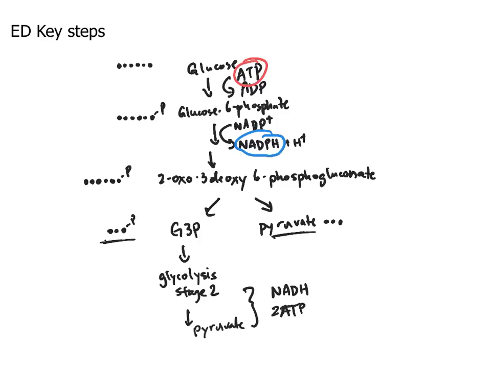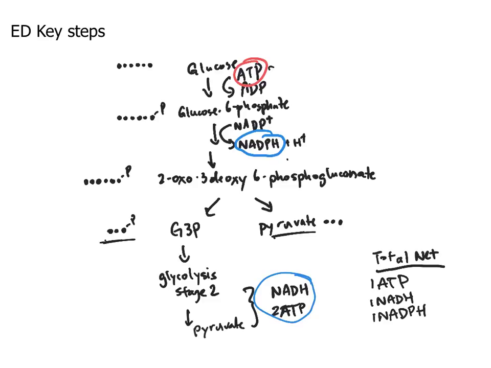So now if you balance this out with what we used here and here, the total net for this pathway is just 1 ATP, but you end up with 1 NADH and 1 NADPH. Right, because these 2 here are positive, and then plus the 1 ATP that we have to take in.